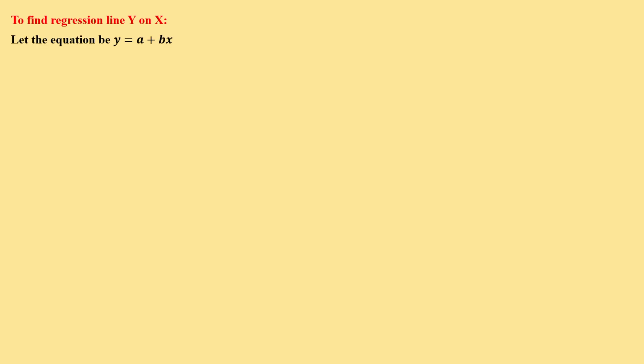First we are going to find the regression line y on x. So y on x, we are using least square method. So y is equal to a plus bx. We need to know the value of a and b. So this is equation 1.